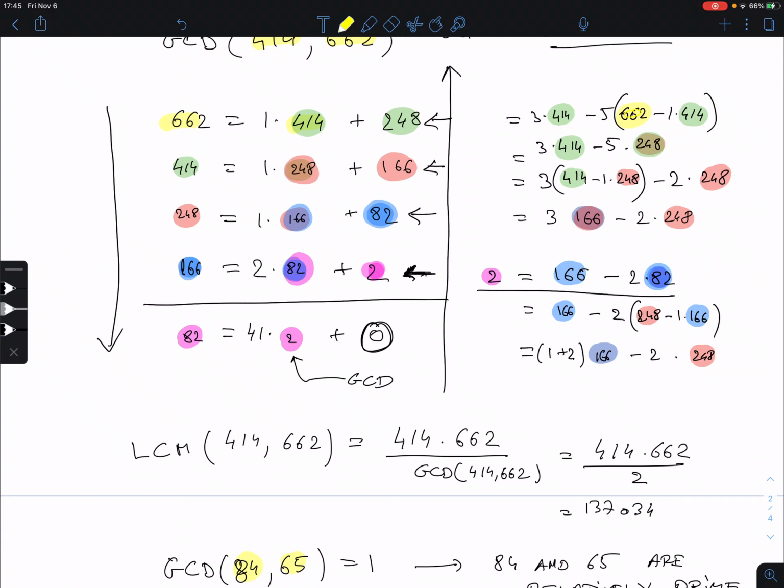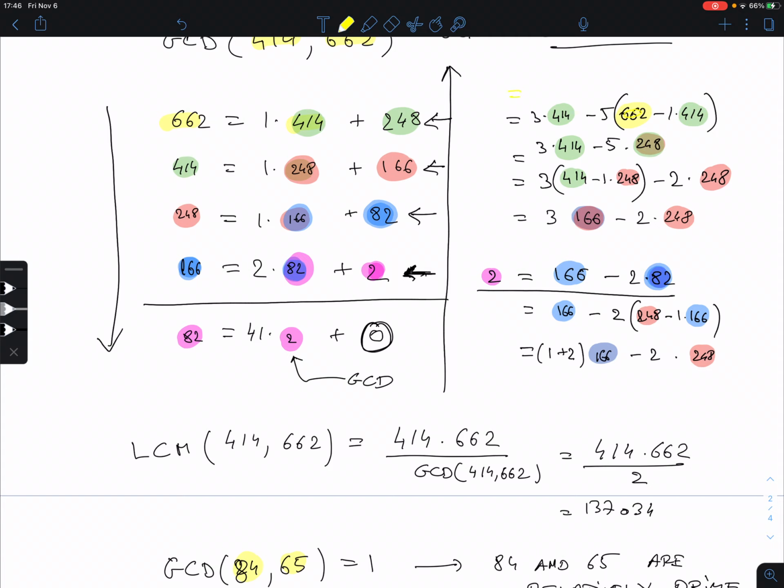Each time there are two steps, right? You use one of the equations that you have not used, the next equation above that you have not used. You use this to rewrite the remainder in terms of the other two. That's the first step, and that's what we do here, right? We replace this 248 by this combination, but then we combine whatever we have. These two green 414s we have to combine.